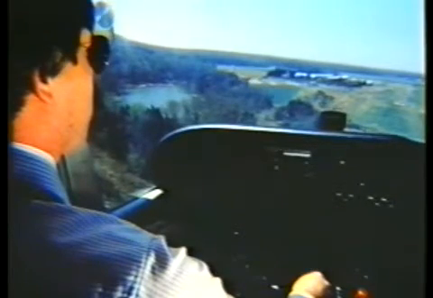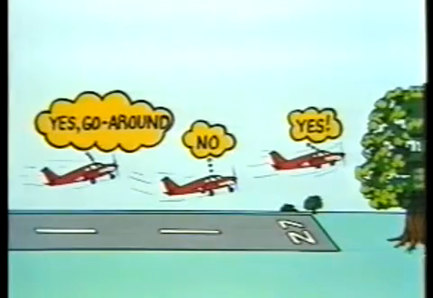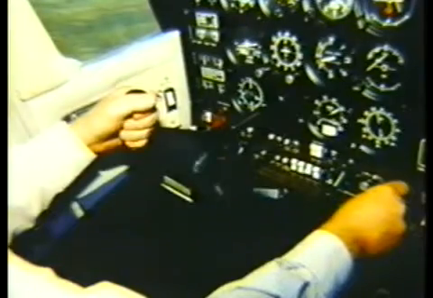Now that you're both mentally and physically prepared, you continue your initial approach with your hand on the throttle, knowing that you're ready to go around if you need to. And if you do, don't hesitate. Do it. Apply full power and adjust the airplane's pitch attitude.